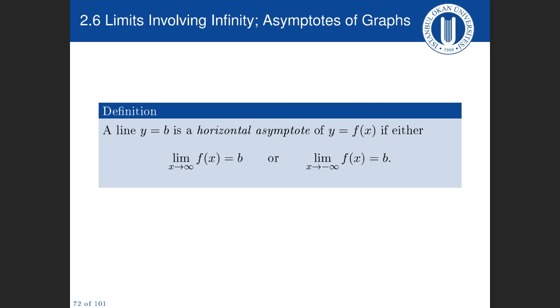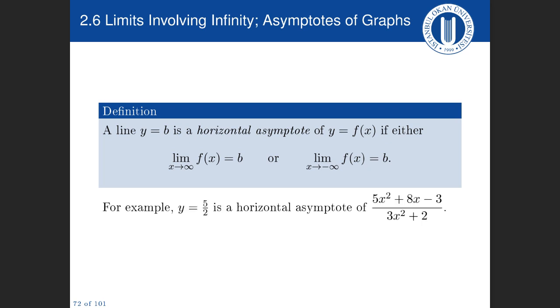A line y equals b is a horizontal asymptote of y equals f of x if one of these is true. Either the limit as x tends to infinity of f of x is b, or the limit as x tends to minus infinity of f of x is equal to b. Or both of them are true. For example, y equals 5 over 3 is a horizontal asymptote of 5x squared plus 8x minus 3 over 3x squared plus 2, as we saw earlier.